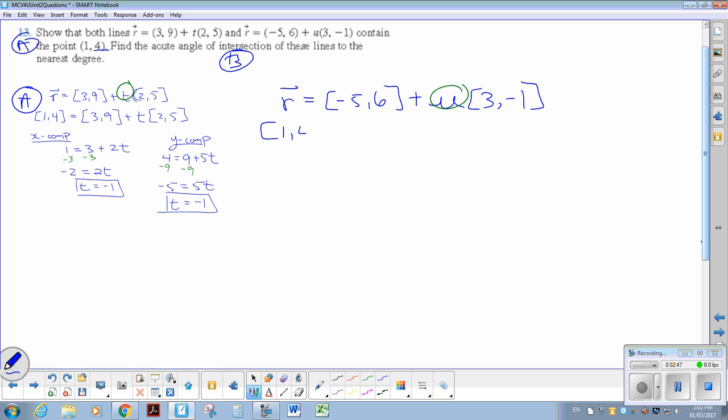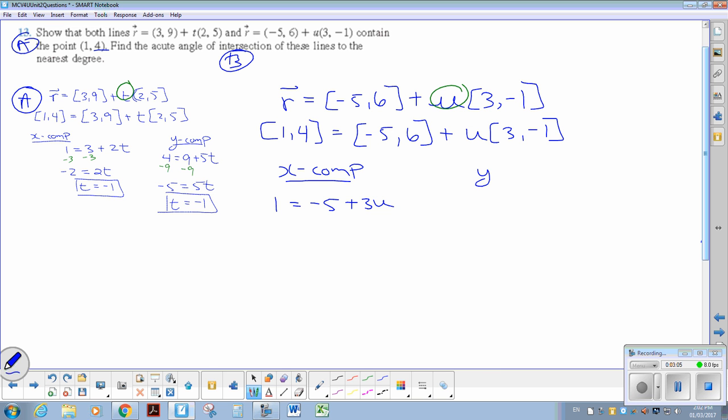So in this one, do the substitution again. I'm just going to use the exact same method. (3, -1), so my x component would be 1 equals negative 5 plus 3u. The y component is 4 equals 6 minus u. That kind of looks like a W or some random shape that I've decided to create. There we go, that's a little bit better.